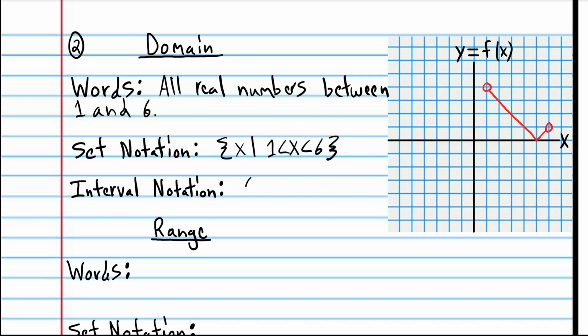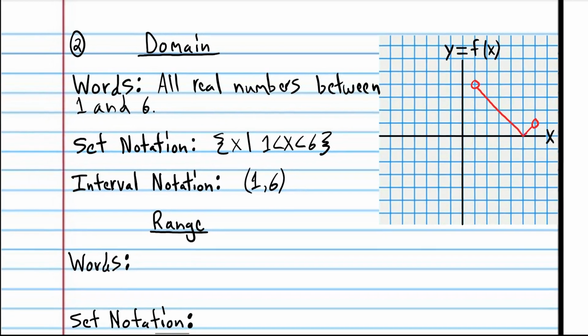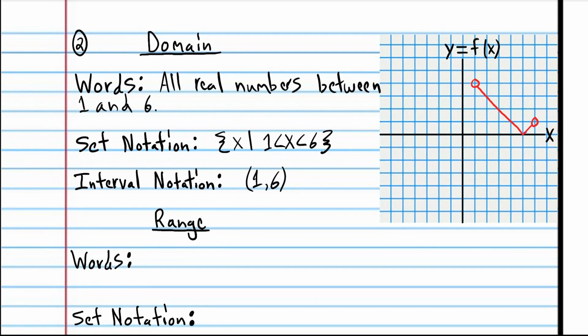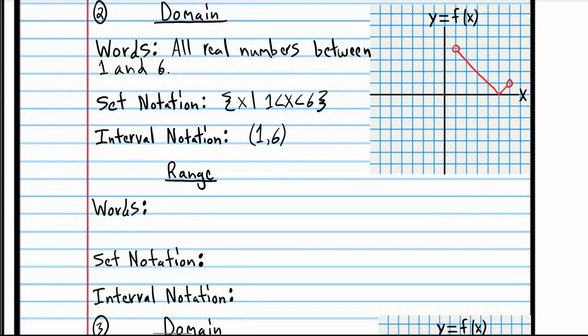And in interval notation, we don't use brackets. We use parentheses. Brackets mean that 1 and 6 are part of the domain, but 1 and 6 are not part of the domain of the function, so we need to use parentheses. So that is the domain of the function written in 3 different ways.